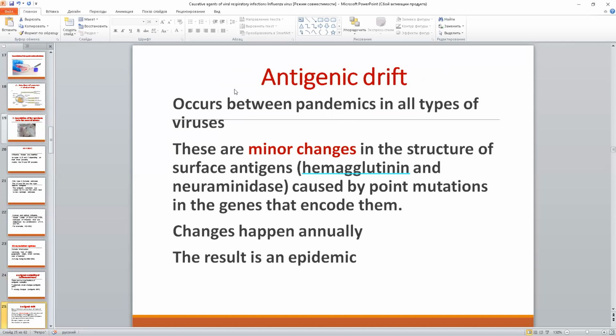Antigenic drift occurs between pandemics in all types of viruses. These are minor changes in the structure of surface antigens, hemagglutinin and neuraminidase, caused by point mutations in the genes that encode them. Changes happen annually, maybe in 2-3 years, and the result is an epidemic, because new serovariants will cause epidemic.